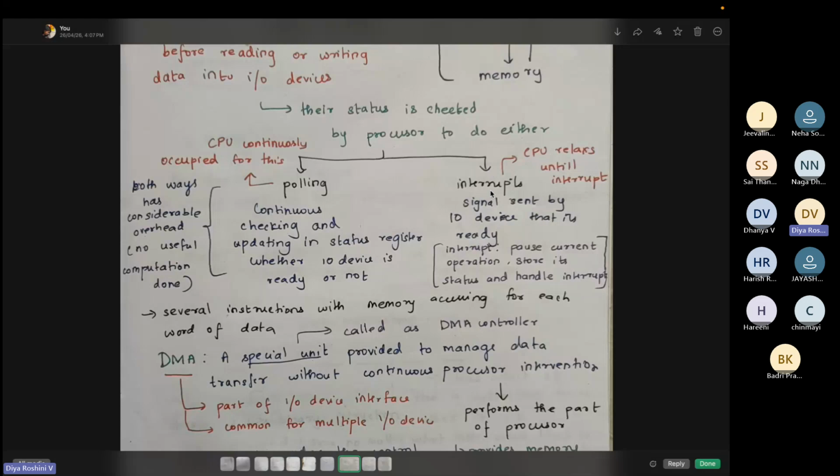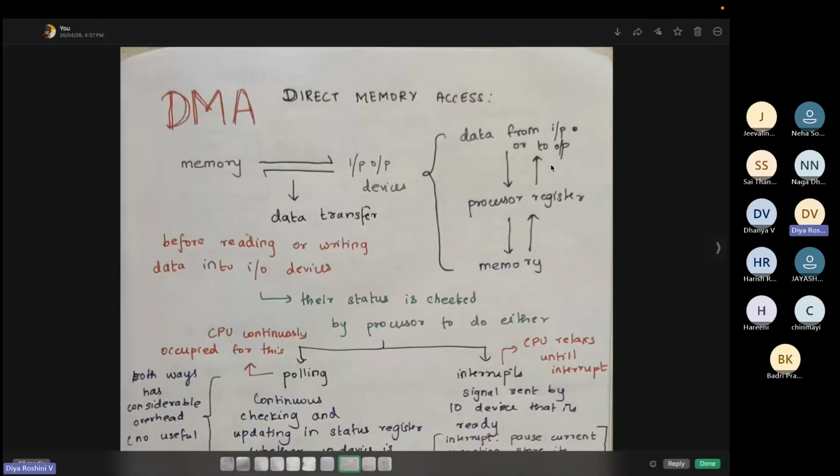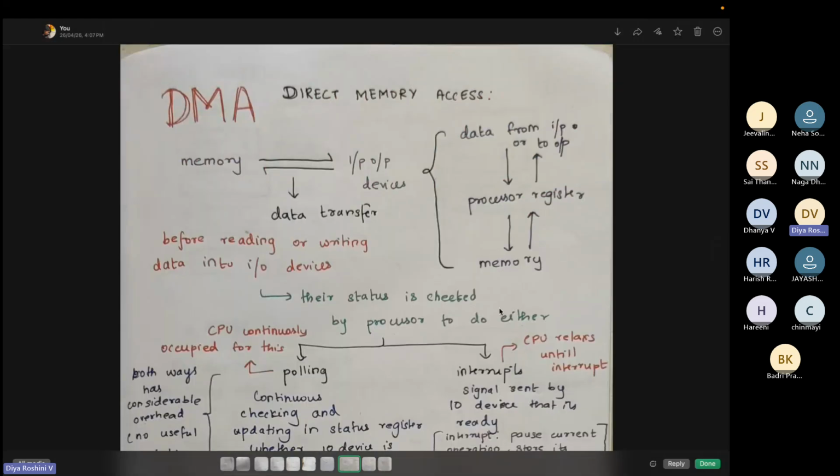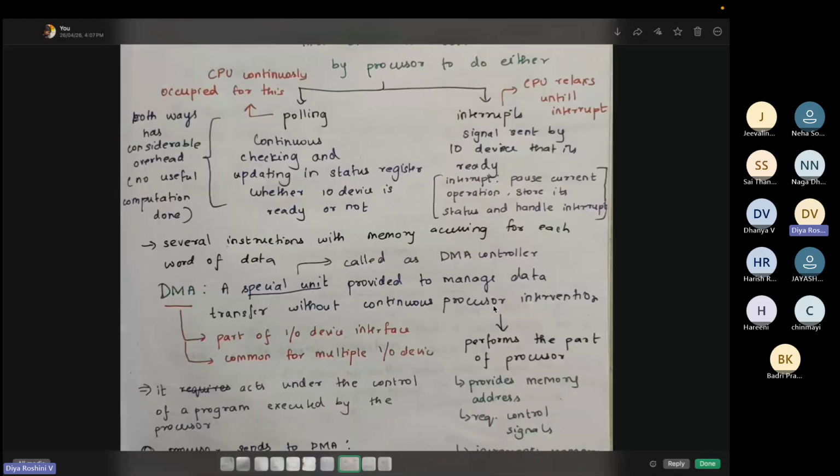Then we have interrupts. We have already seen interrupts in unit 2 and all. Basically, once the device is ready, it gives a signal to the processor that I am ready, and it can start the process. So here the CPU relaxes a bit until the interrupt occurs, but again the CPU is heavily involved in the transfer because it has to receive the data and then store it in the memory, or the same for output.